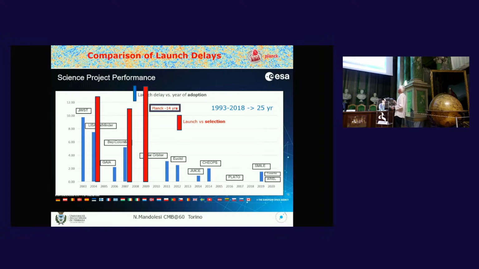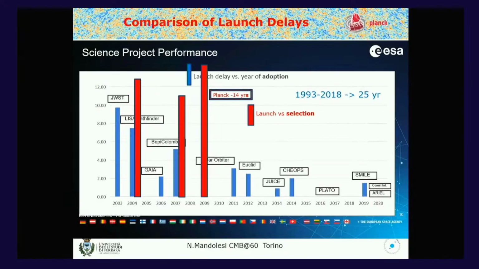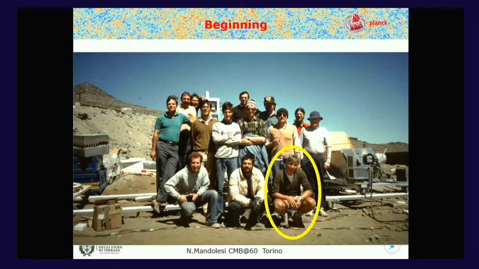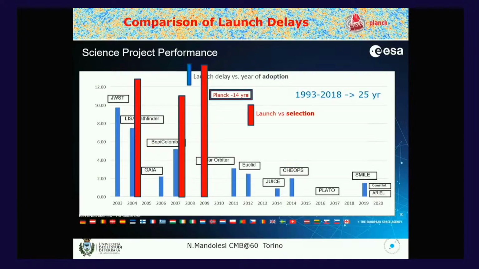And this is a comparison of launch delays. Let's not call it delay, let's not debate about adoption, selection. The blue bars are the ones shown by the Director General at the end of 2024. And as you can see, the red bar was the one I added by computing the time elapsed since the beginning. And you see that whatever you can say, Planck is the longest. Let's not talk about the fast missions because those are a different matter.